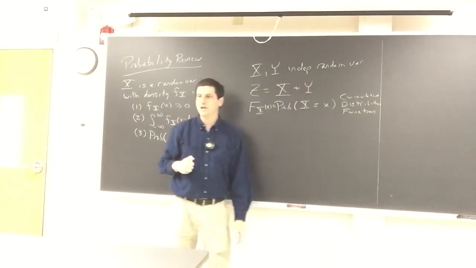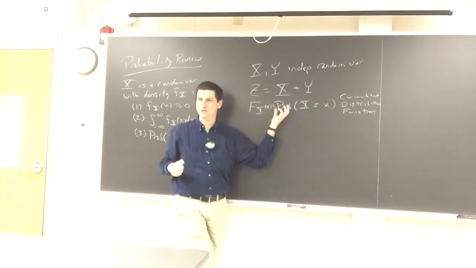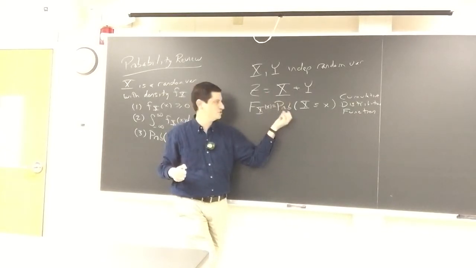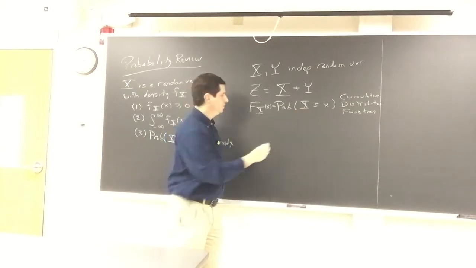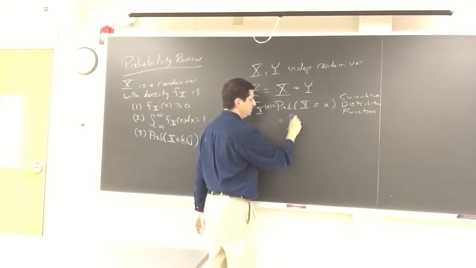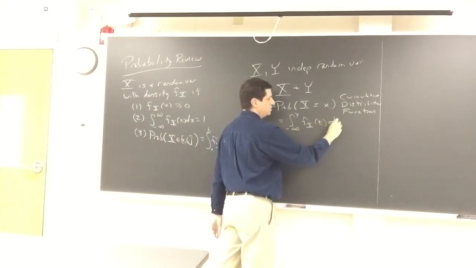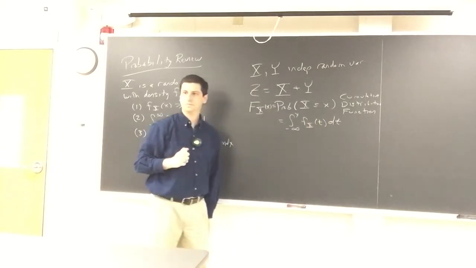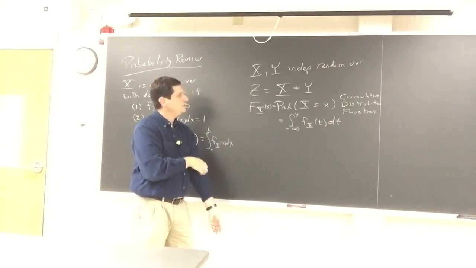This is one of the few times we actually have good notation. You know, little f for the density, big F for the cumulative distribution function. You should be thinking integration, and this is actually just the integration from negative infinity to x. So this is just the integral from minus infinity to x of little f_X. Now I have to use a different variable, so I'll use t dt.